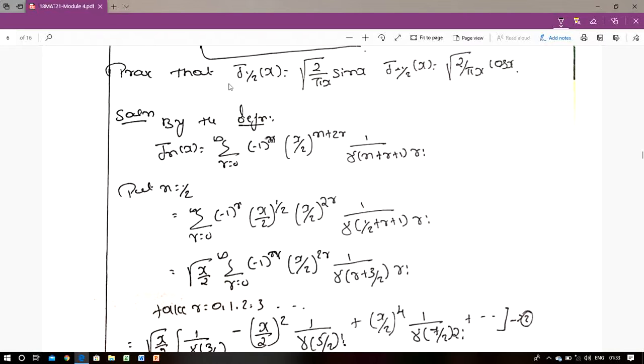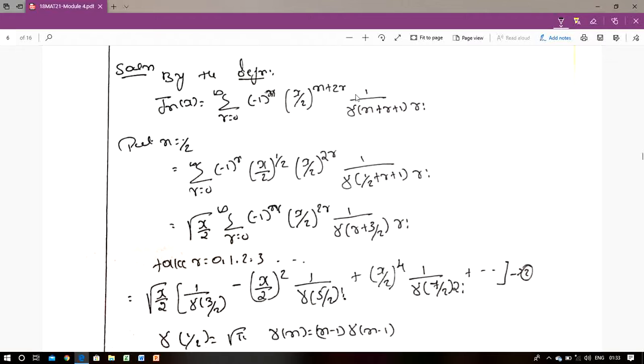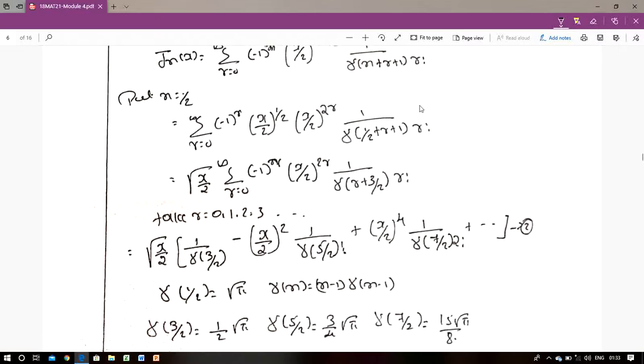So that is, first here prove that J of 1 by 2 of x is equal to the root of 2 by pi x into sin x. Here now we take the Bessel function. The Bessel function is J n of x is equal to summation r is equal to 0 to infinity (-1) to the power of r into (x by 2) whole to the power of n plus 2r into 1 by gamma of n plus r plus 1 into r factorial.